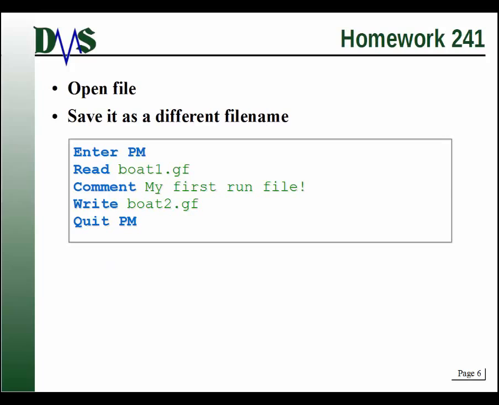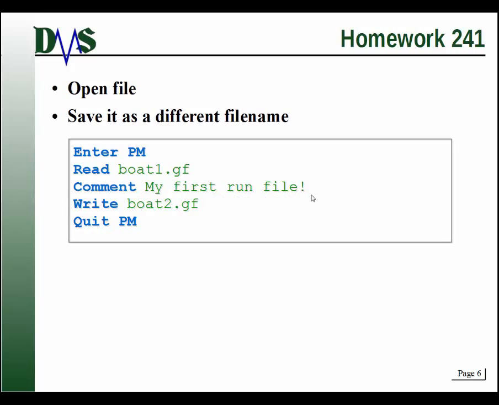So, let's do this by example. We're going to do homework number 241. This is an example of how to use PartMaker, and so you're going to use these commands below. It's a very simple thing. You're going to enter the command enter PartMaker, so that is the first thing that would be typed when GHS is already running. Okay, now you're in PartMaker. You do the command read boat1.gf, so that's the read command to read in a file, and then boat1.gf is the name of your geometry file, and that's going to be a relative path from wherever you've started GHS.